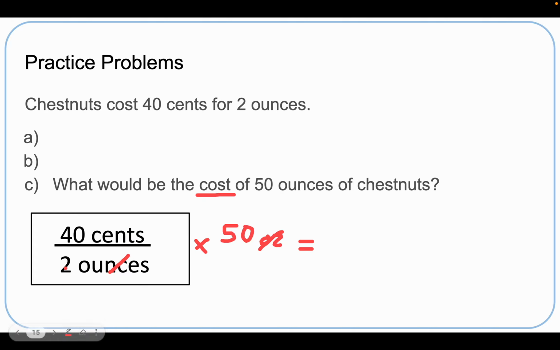Our ounces cancel out. And then 40 divided by 2 is 20. 20 times 50 is 1,000. And notice that is in cents, 1,000 cents, but it would be easier to put this in dollars. So if we divide by 100, that would give us $10. So it would cost $10 to buy 50 ounces of chestnuts.